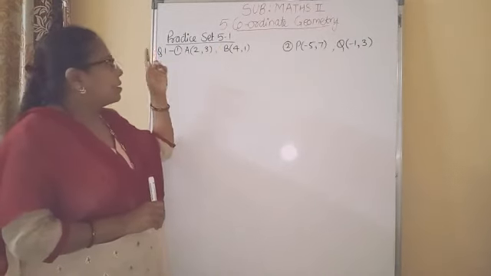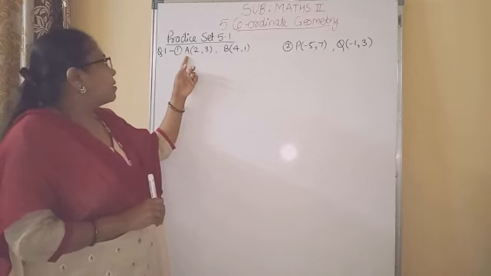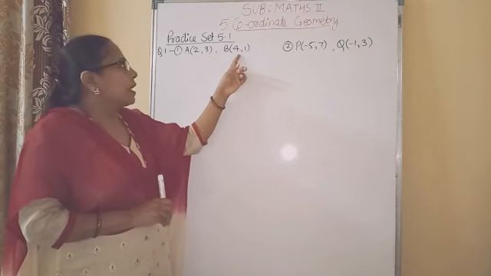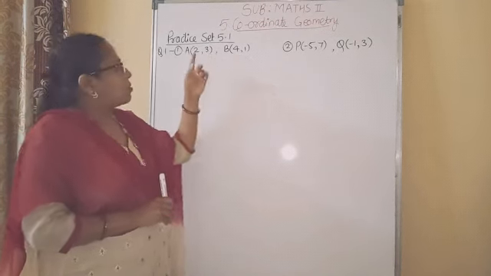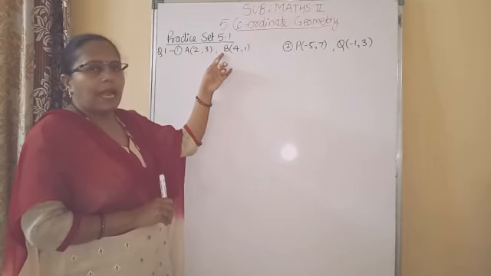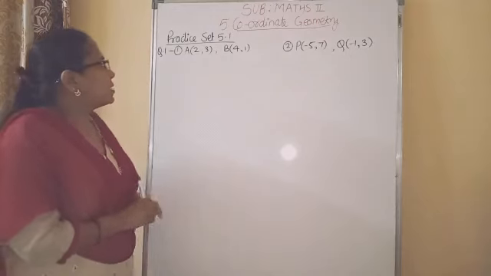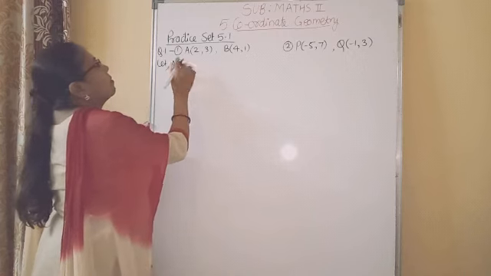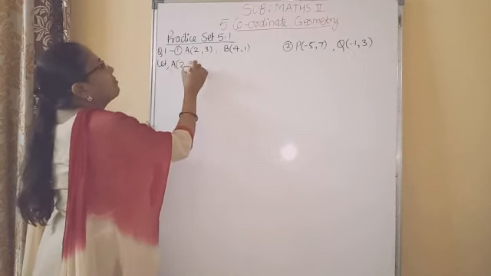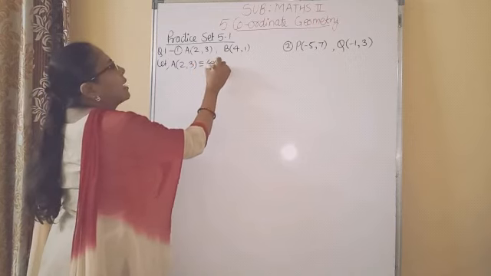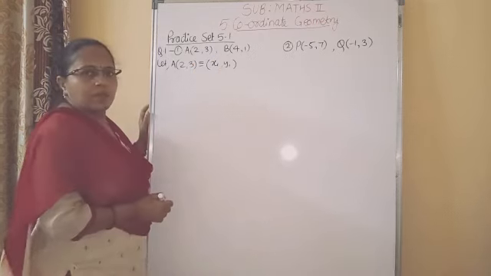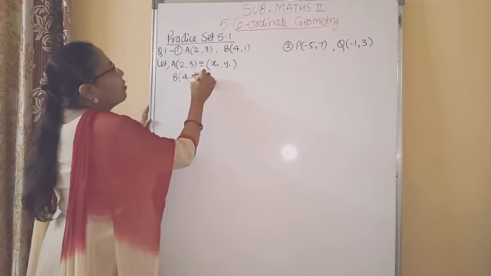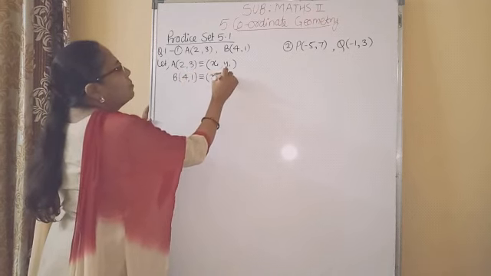Question number 1. First example we will see. Point A has coordinates 2, 3 and point B has coordinates 4, 1. So we have to find out the distance between point A and B. Okay. So students, let the coordinates of point A, 2, 3, be x1, y1. Okay. And the coordinates of point B, 4, 1, we will assume x2, y2.